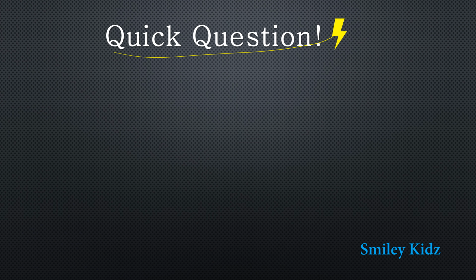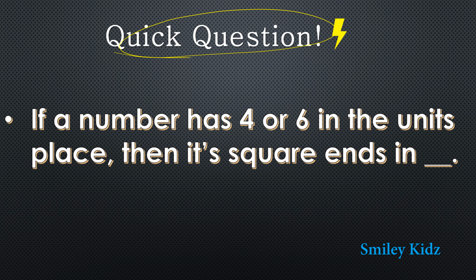Now let's have a quick question. If a number has 4 or 6 in the units place, then its square ends in. It's very simple. If a number has 4 or 6 in the units place, then its square ends in 6.